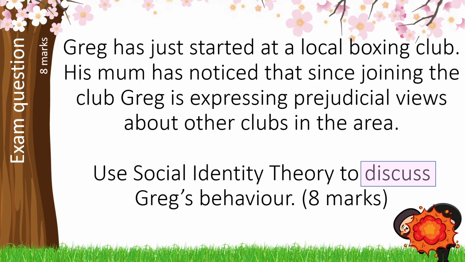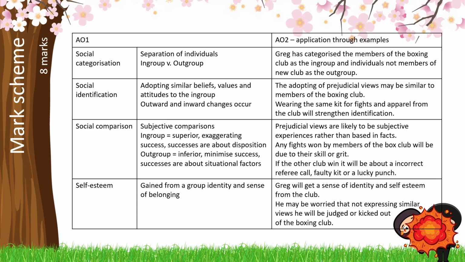With a discuss question, all we're being asked to do is explain that theory and then apply it to the given scenario. Here we're looking at social identity theory and how it explains Greg's behaviour, and therefore all the examples that we give need to be appropriate for Greg and the local boxing club. How might we break this down then?